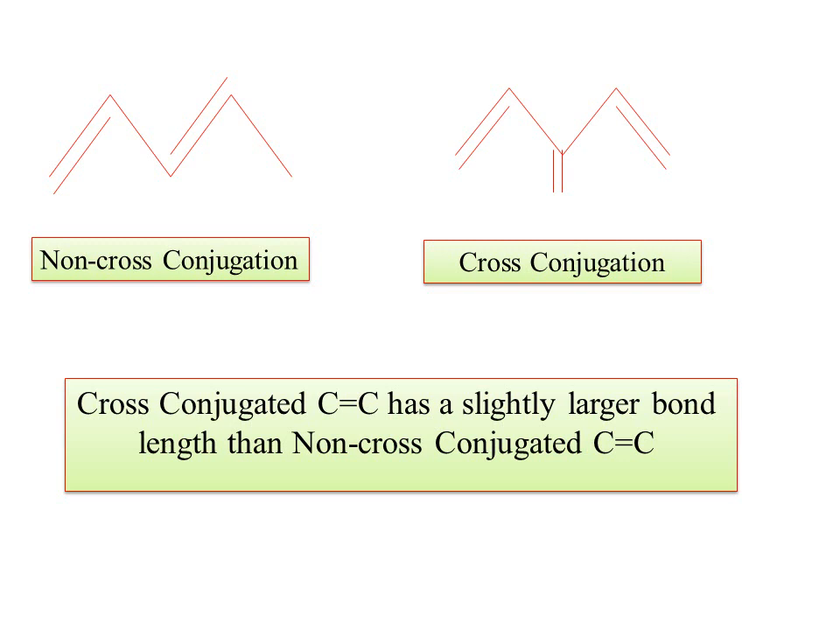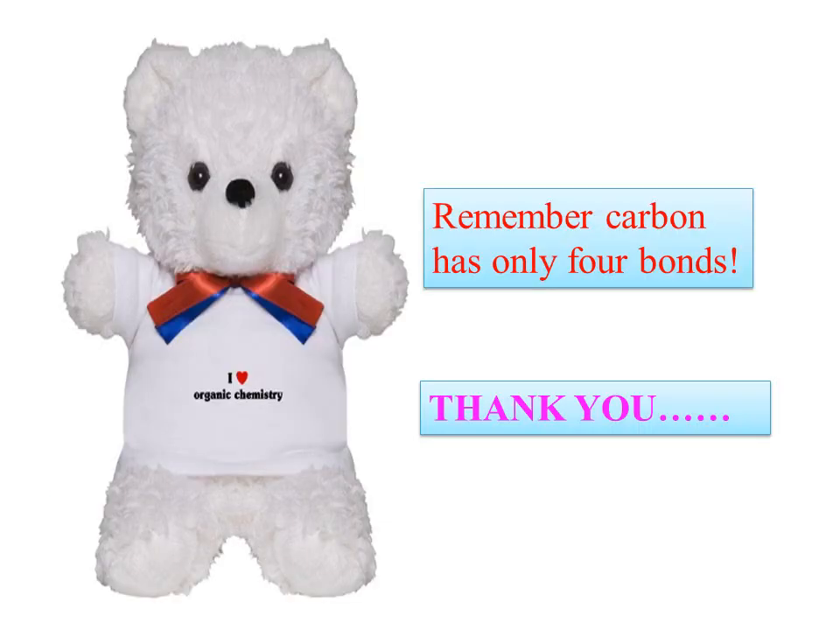A cross-conjugated double bond has slightly larger bond length than in non-cross conjugated dienes. Therefore, all these types of bonds are going to affect the rate of the reaction, the path of the reaction, and the mechanism of the reaction. Therefore, it is necessary to understand what type of bonding is involved in a given chemical molecule which undergoes a chemical reaction. Thank you. All the best. Remember, carbon has only 4 bonds.